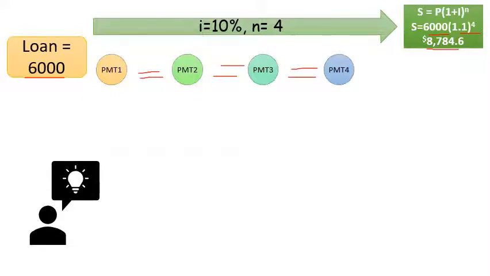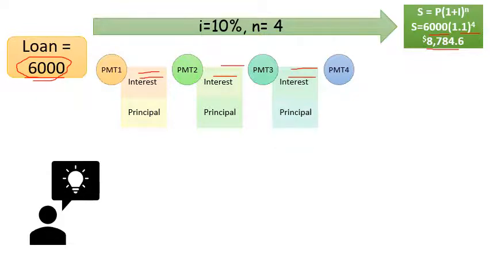The second observation is that in each payment, we have an interest payment and a portion of the principal that will be repaid. Why? Because in each payment we want to repay a portion of the 6,000 Egyptian pounds in addition to the interest accrued for this period of time. So at the end of year one, there will be interest accrued for 1 year, and we will repay a portion of the principal. In the same way, the second payment will be broken down into interest and a portion of the principal. Payment three will include an interest payment and a principal payment.